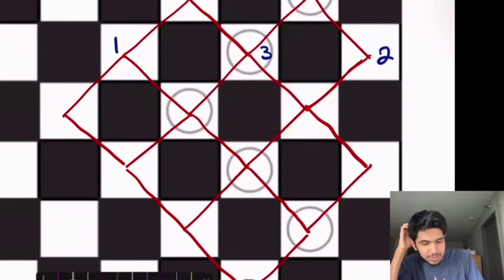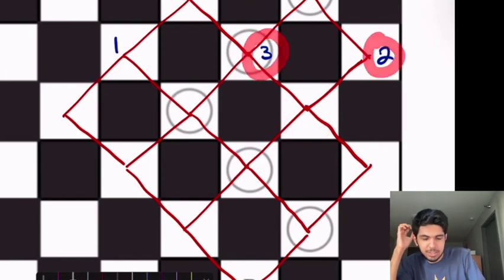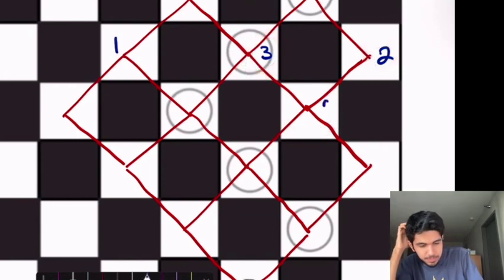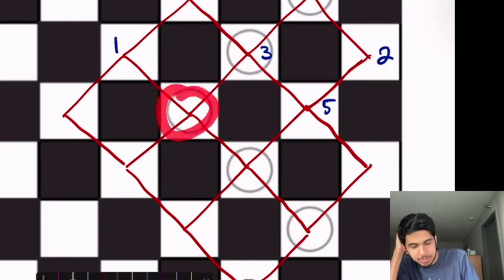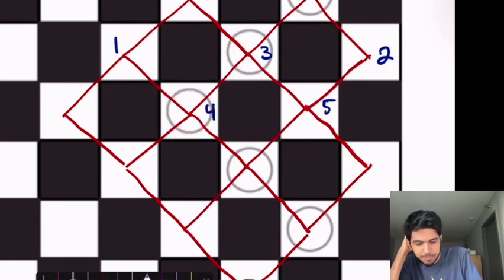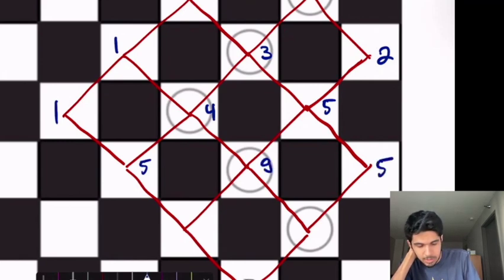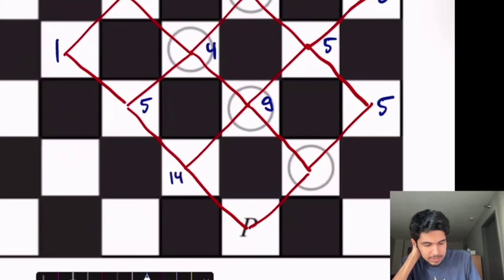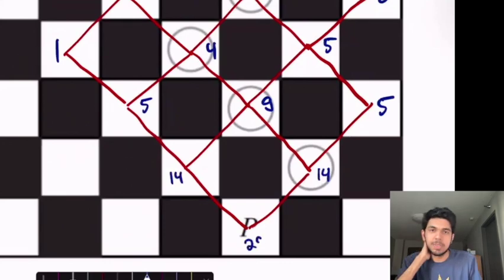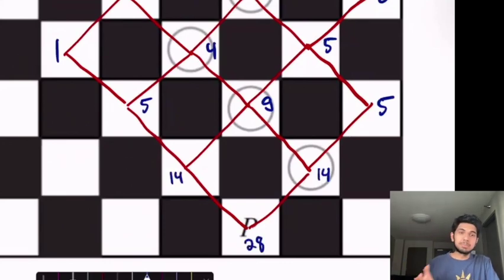Here, its neighbors are 3 and 2, so their sum is 5. This square has neighbors 1 and 3, sum is 4. This square has neighbor 1, so it's just 1. And then we can fill in the rest. 5, 9, 5, 14, 14, 28. And remember what these blue numbers meant.